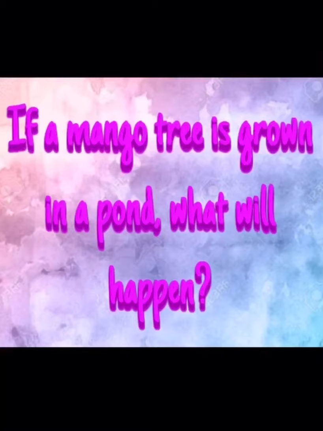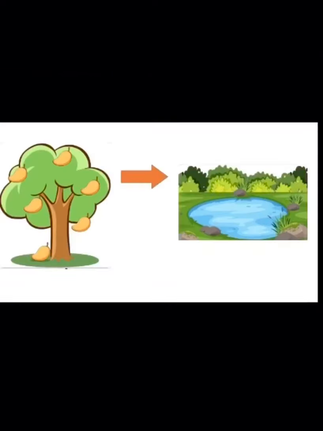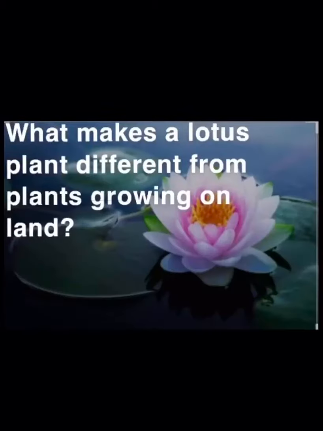So, children, how are water animals able to live in water? What will happen if we grow a mango tree in a pond? Think of it. Mango tree growing in a pond, is it possible? Why? And what will happen? How is a lotus plant different from the plants growing on land? What features do the plants living in water have? How did it help them to survive?